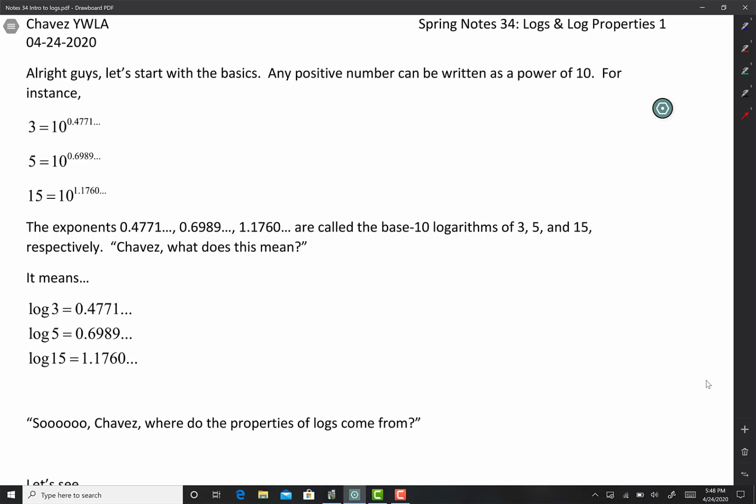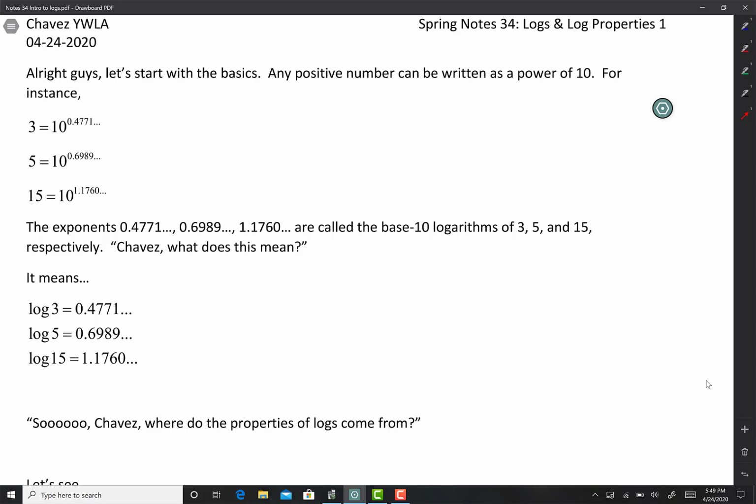Yes, it's okay to just memorize properties and use them. But if someone ever asks, "Where do they come from?" you'd say, "I don't know, I just use it because that's what I found on the internet. I found these properties and they work." So let's talk about logs. Logs are inverses of exponentials, and you're going to see why right now.